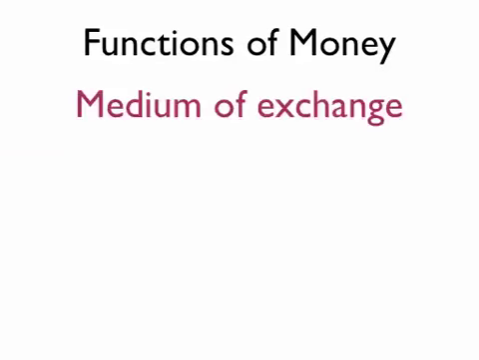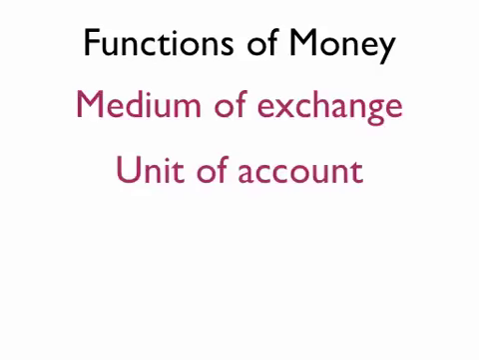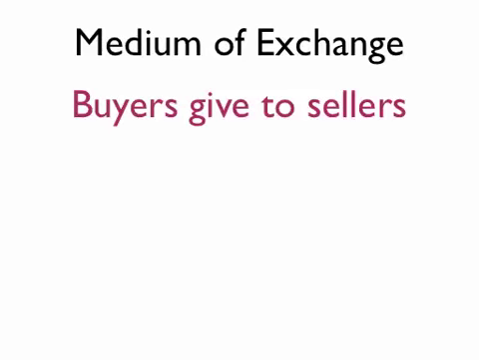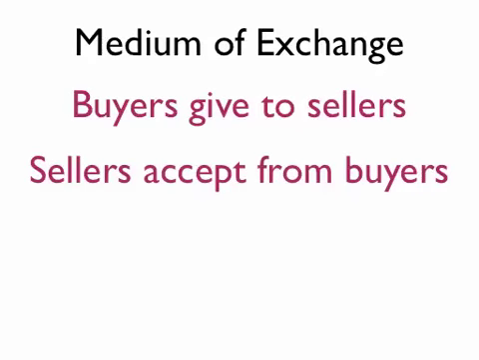There are really three functions of money. First of all, it serves as a medium of exchange. It's something we can exchange with one another. A unit of account, and a store of value. Let's look at each one of these a little closer. A medium of exchange is that buyers are willing to give sellers this item and sellers accept it from buyers. We're willing to accept money both as a buyer and a seller. It represents a medium of exchange.